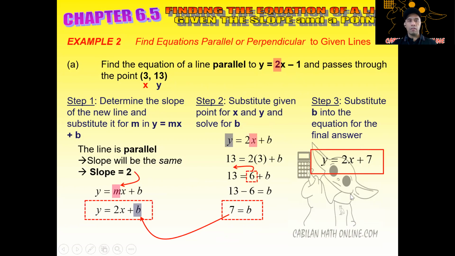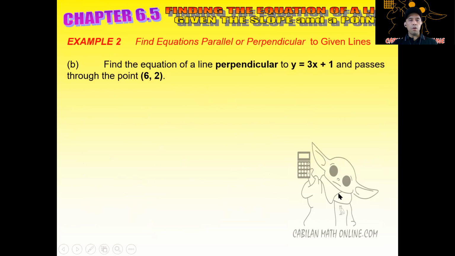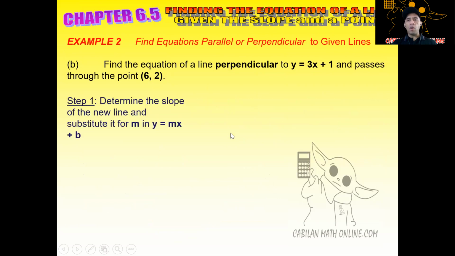All right. Okay, let's take a look at this next one over here. Same approach, obviously a different question with one slight twist to it. So this time we want to find the equation of a line that is perpendicular to y equals 3x plus 1 and passes through the point (6, 2). All right, so again, step number 1, what we want to do here is to find the slope of the new line, and whatever that is, that's what's going to go in for the m.